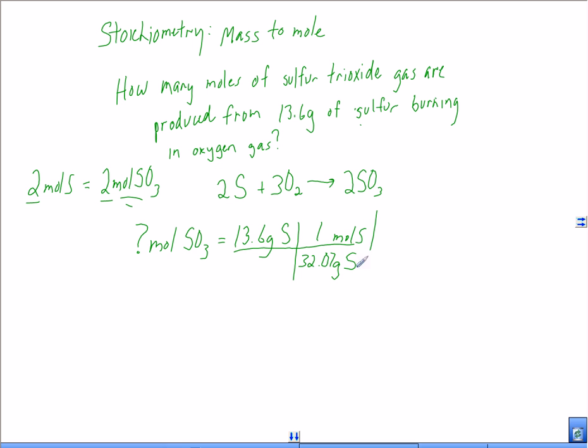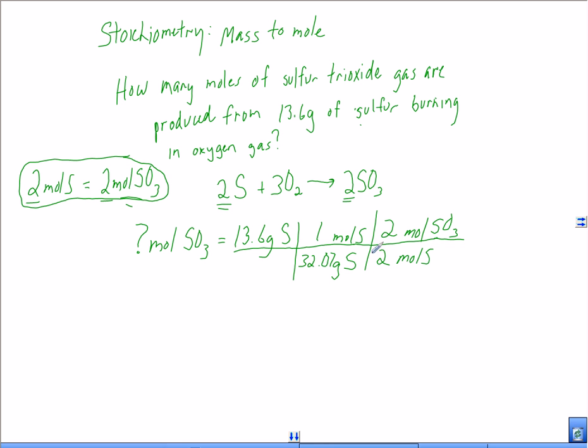I want moles of SO3, which means I'm going to have to go one more bracket. Moles of sulfur here. And what am I trying to find? I'm trying to find moles of SO3. And then I think to myself, where can I find a mole-to-mole ratio? You always look at the balanced equation to find your mole-to-mole ratio. And as we said earlier, it's 2 to 2. So I'm going to put a 2 there because of that 2 there. I'm going to put 2 next to moles of sulfur because of that 2 there.